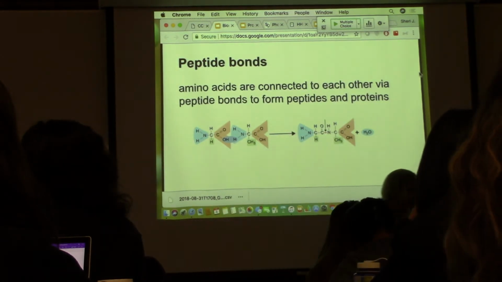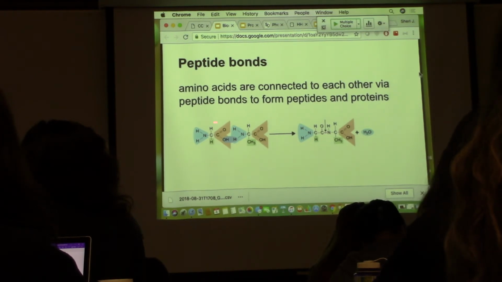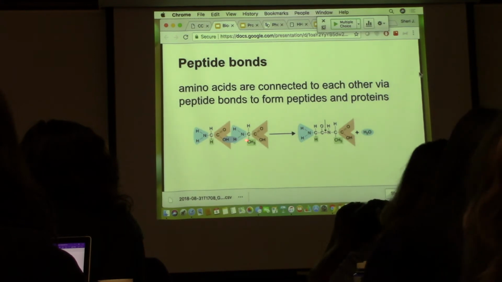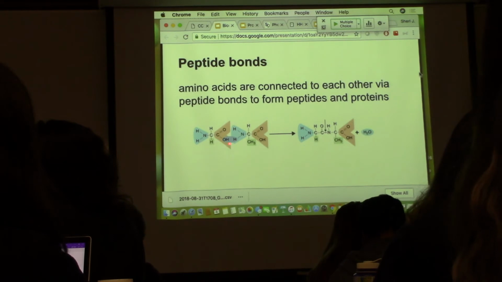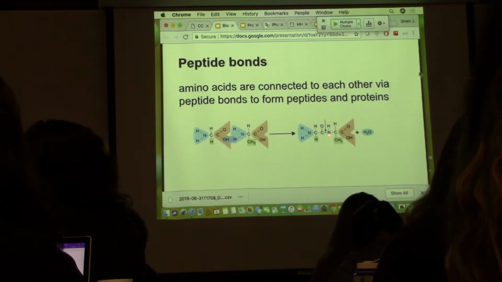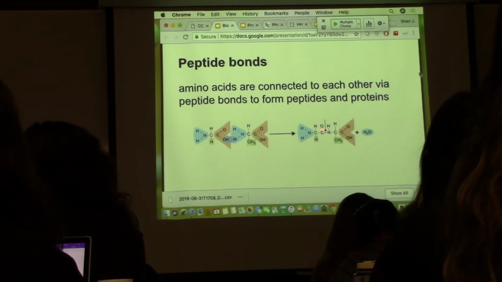How do we hook amino acids together? They're hooked together through something called, if you're a chemist, they call it an amide bond. In biology, we refer to it as a peptide bond. And so here's our amino acid, and if you take an acid group and you hook it into an amino group, it's a dehydration reaction. You lose a water molecule, and you form a bond between the carboxyl carbon and the nitrogen.